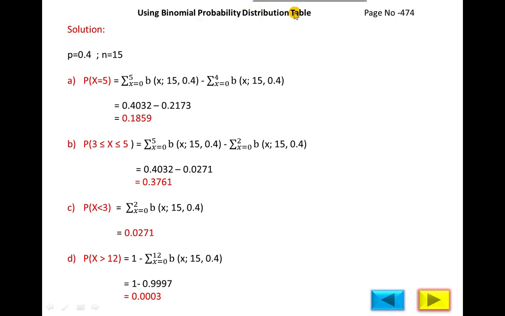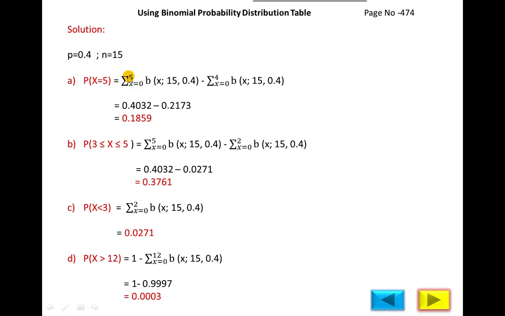Using the binomial probability distribution table, page number 474, n is 15 and p is 0.4. Exactly 5 patients survive. So how do we represent the condition? Don't write the formula here, write only the notation. B for binomial, X the variable, 15 is fixed for all the parts, and 0.4 is the fixed parameter value. So we will write the value from 0 to 5 minus the value from 0 to 4 for exactly 5.